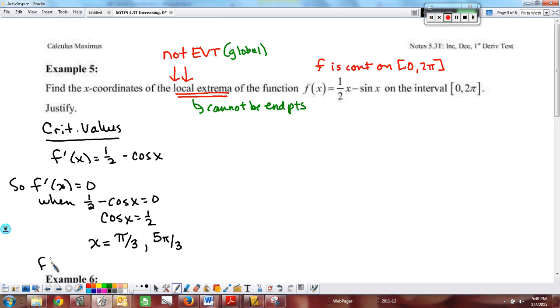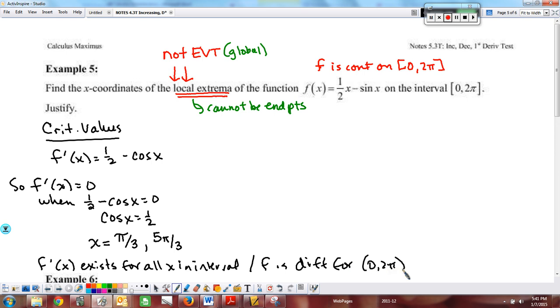We also know that f prime of x exists for all x in the interval. Another way of saying this would be f is differentiable for 0 to 2 pi. The reason why I'm mentioning that is because your critical values are where the derivative is 0 or does not exist. So in this case, we don't have any does not exist. Now, once I have the critical values, I am going to test for increasing, decreasing by using my sign chart.